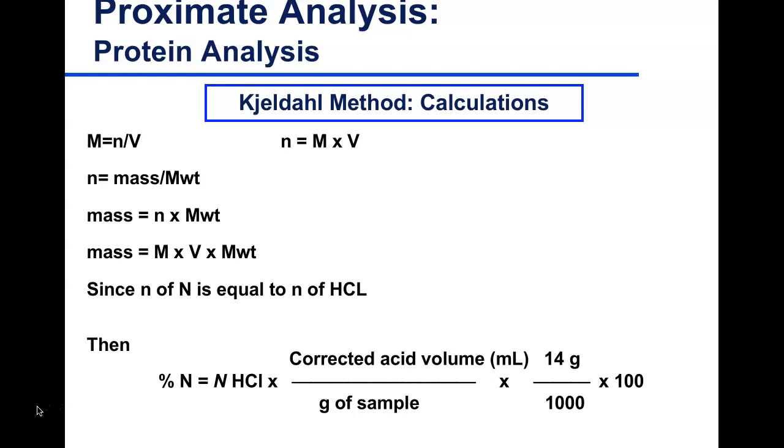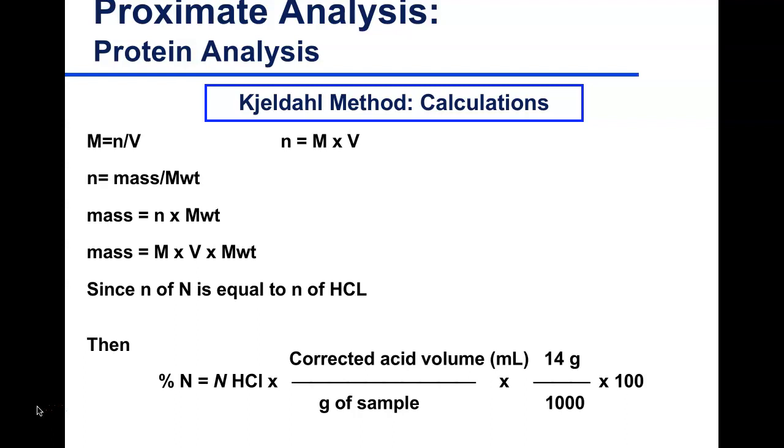I'll leave this up so you guys can come up and take pictures at the end, or whatever you need to do. Which is this equation right here. So it's on the slide, but that's how we ended up getting there. What you're seeing here is this normality times this corrected volume. That's what's giving you your moles of HCl, and then timesing it by the molecular weight of nitrogen is giving you your grams of nitrogen over your grams of sample to get percent nitrogen.